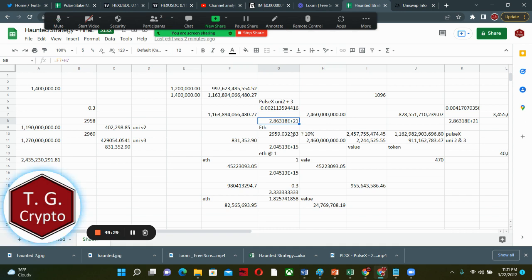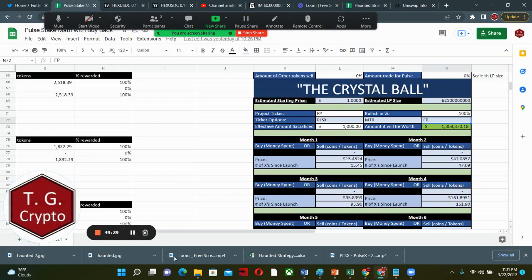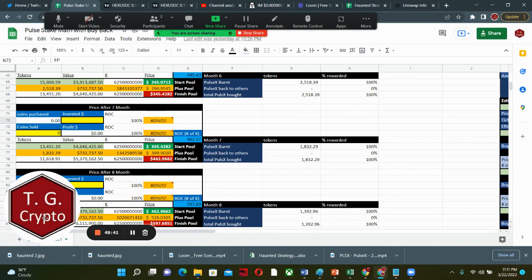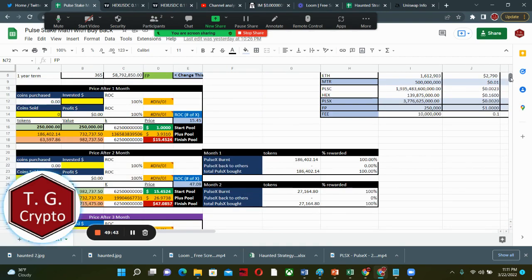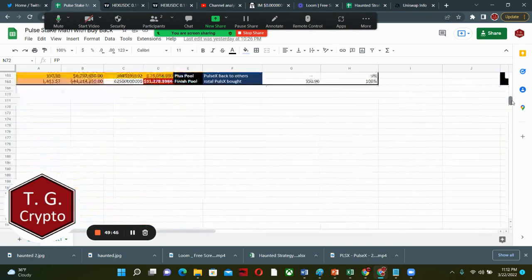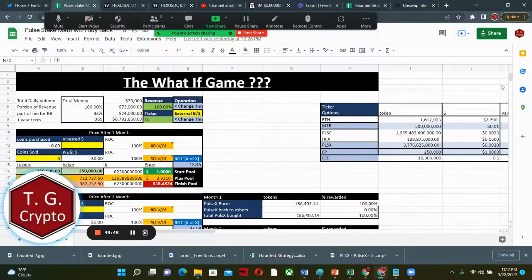The Haunted strategy fine-tuned. One day we'll build an Excel sheet just for liquidity pools, just so people can understand how they work. A lot of people don't understand. The dollar value might be something, you've probably got it there. That's what the what-if game is. It's a series of liquidity pools all spaced out across time.